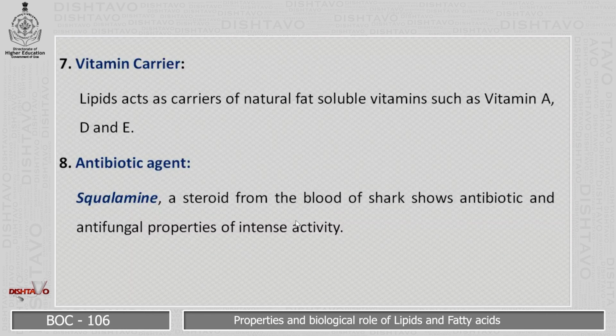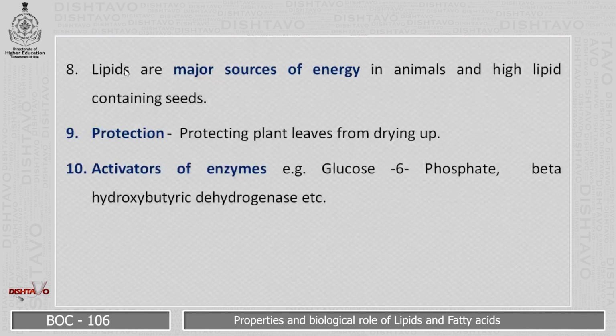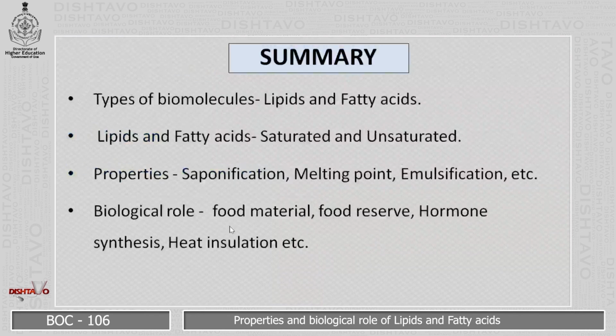Eighth, lipids are the major source of energy in animals and in high lipid containing seeds. Protection: protecting the plant leaves from drying up. Last one, activators of enzymes, for example glucose 6-phosphate, beta hydroxybutyric dehydrogenases, etc.